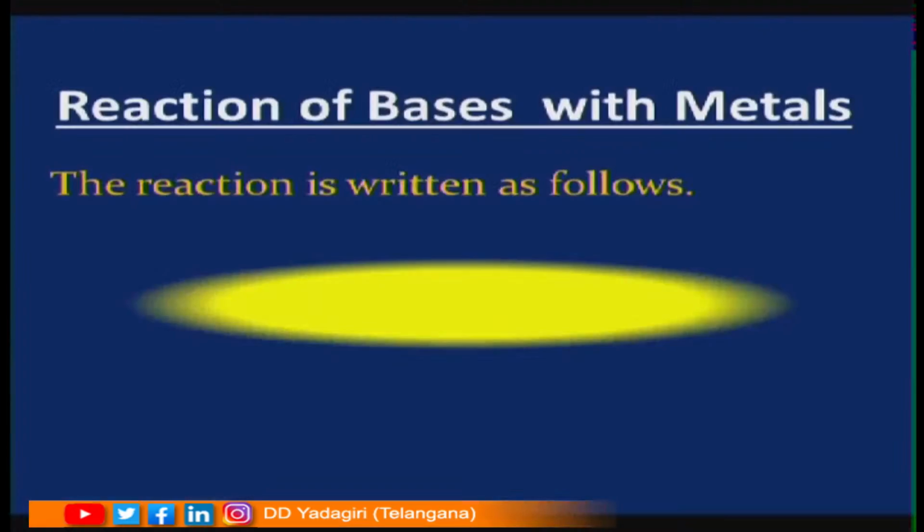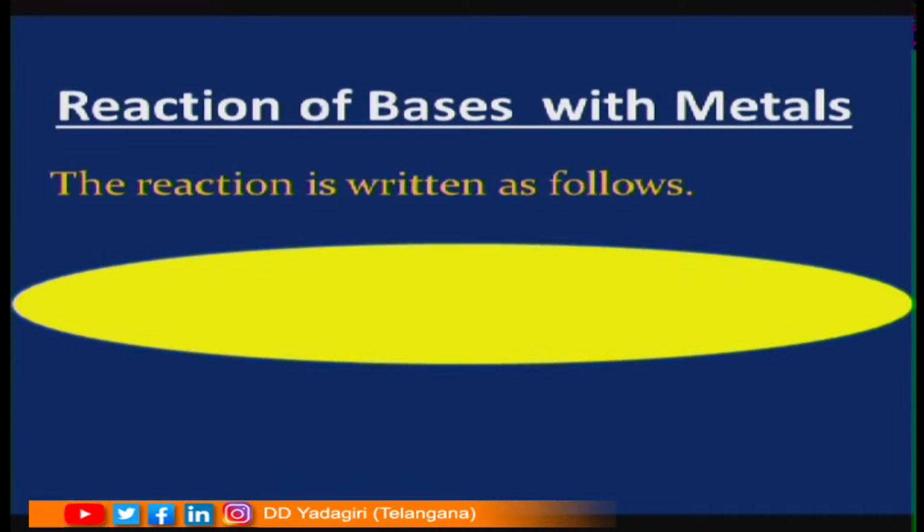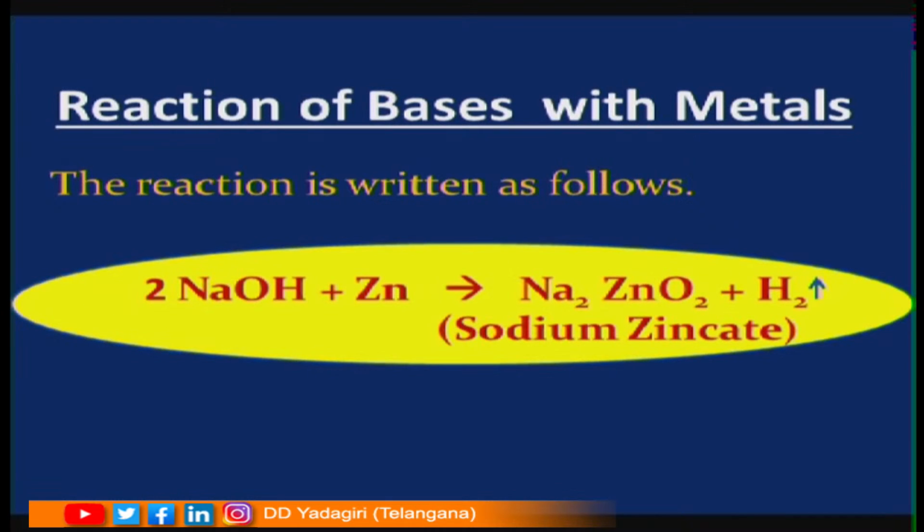Now, let us see how sodium zincate is formed. You see, when dilute NaOH solution is added to zinc, we get sodium zincate along with the evolution of hydrogen gas. It is a simple displacement reaction. Note down that all bases will not liberate hydrogen gas whenever added to metals. Only some bases react with metals to liberate hydrogen gas, that you will learn in your later classes.